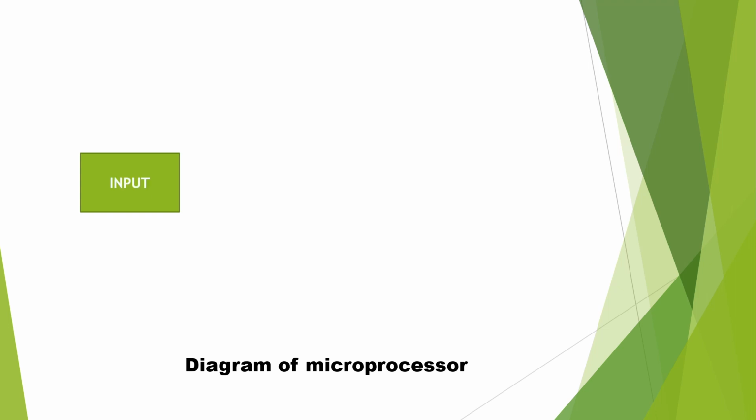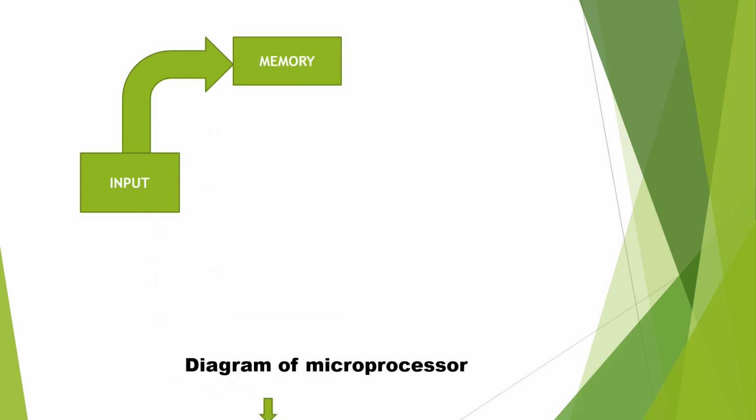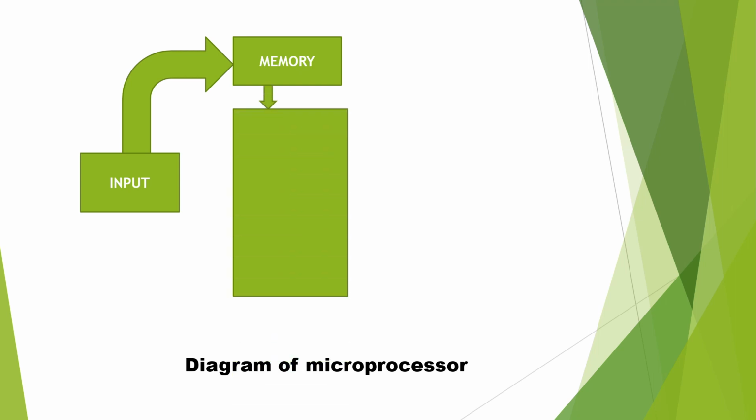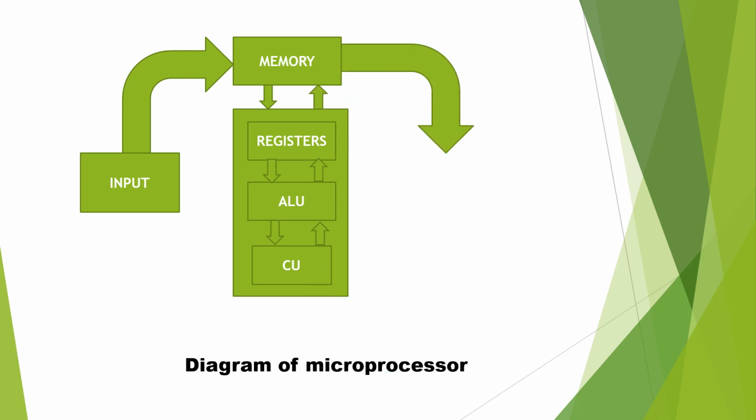First, the data from the real world goes to the input. From the input, it goes to the memory, which is outside the microprocessor. From the memory, it goes inside the microprocessor, that is, to the registers. From the registers, it goes to the ALU, which performs arithmetic and logical operations. The control unit will be controlling all the processes. From the arithmetic and logical unit, after processing, it goes back to the registers, then to the memory, and finally it comes to the output.